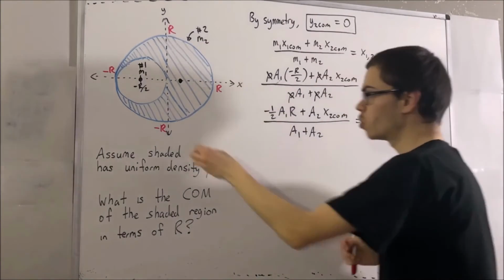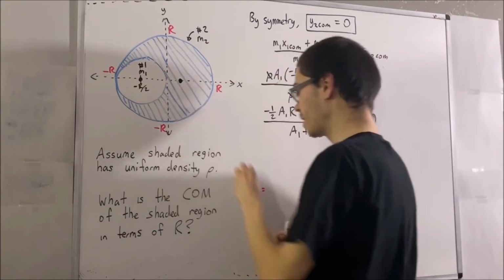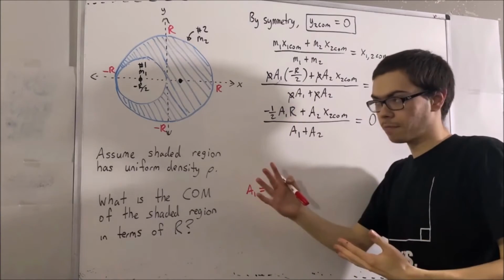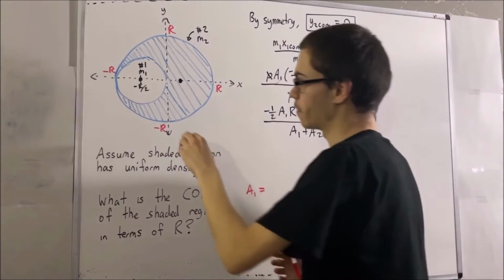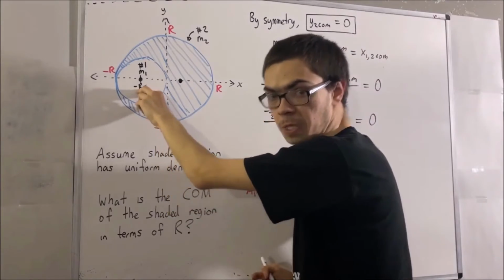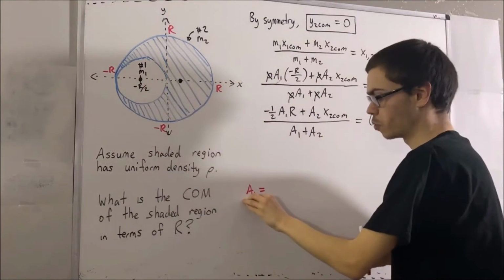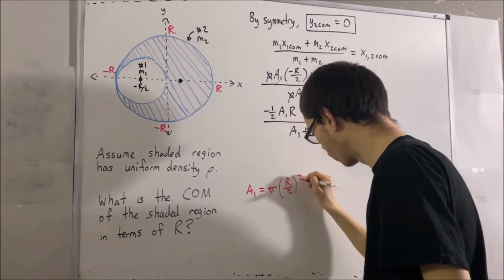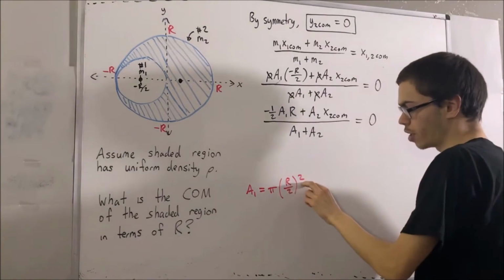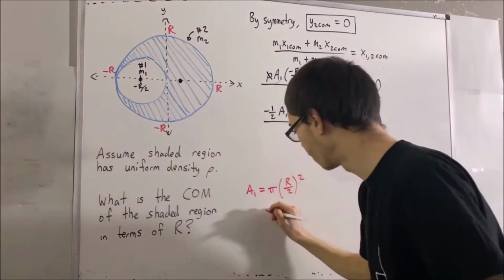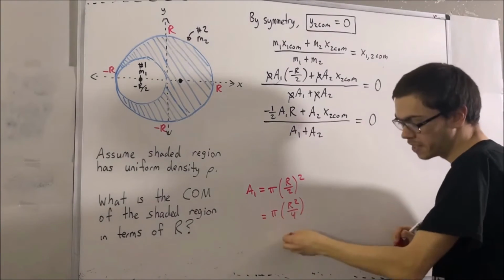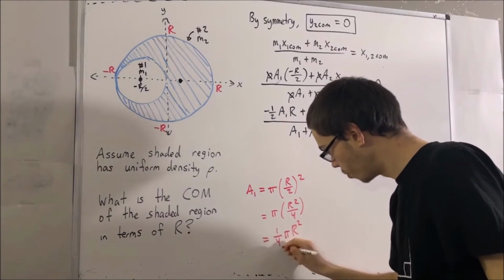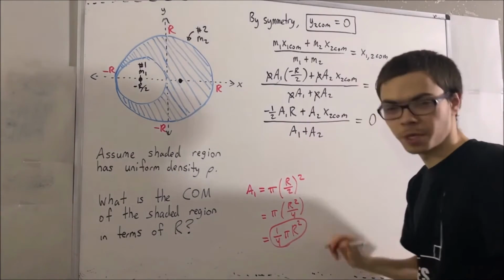Now, region 1 is a circle, so its area is really just pi times its radius squared. And the radius of region 1 is just r over 2. So the area of region 1 is pi times (r over 2) squared. And of course, (r over 2) squared is just r squared over 4. And this is equivalent to 1/4 pi r squared. So this is the area of region 1.